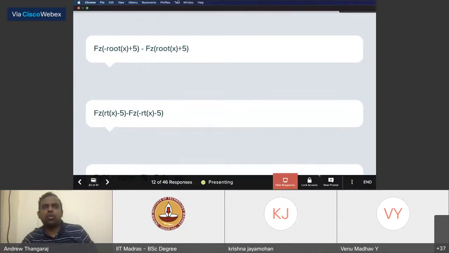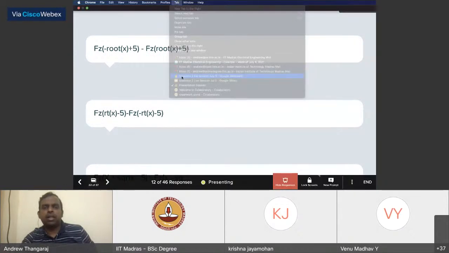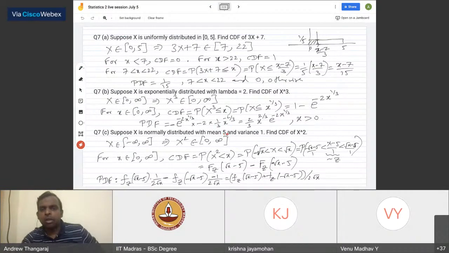So let me just show you what my solution is real quick. Okay, X is normal, mean 5, variance 1. What is the CDF of X squared? X is between minus infinity and infinity, so X squared will take values from 0 to infinity. You take a small x in the range 0 to infinity. CDF is probability that capital X squared is less than small x. And this is the crucial step, right? If capital X squared is less than small x, X is between minus root x and plus root x.